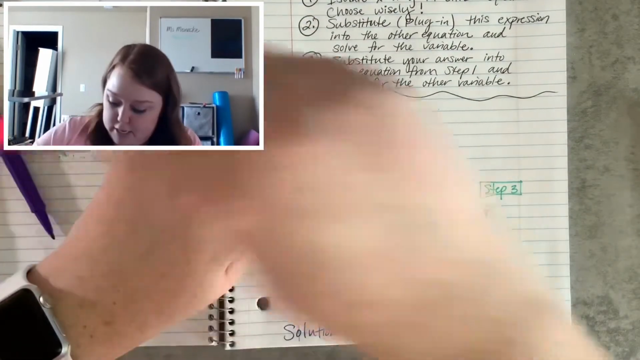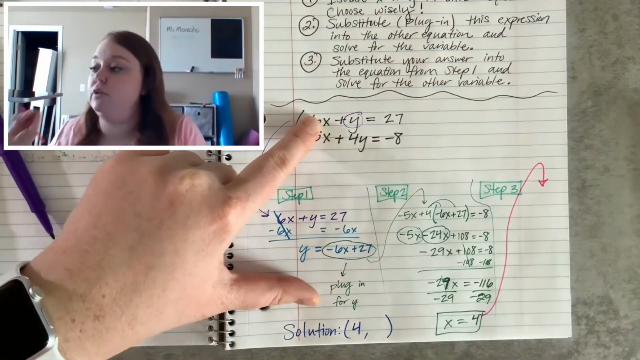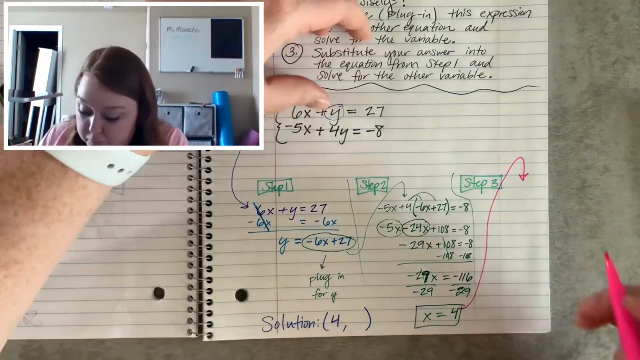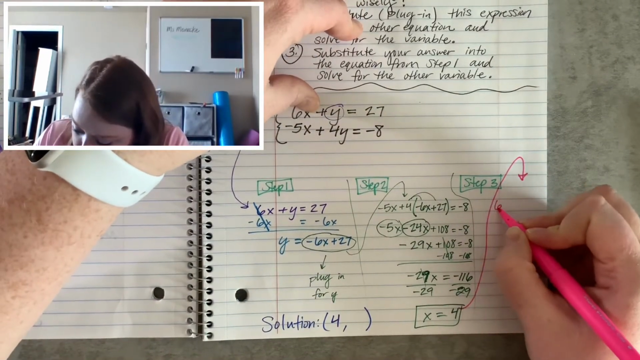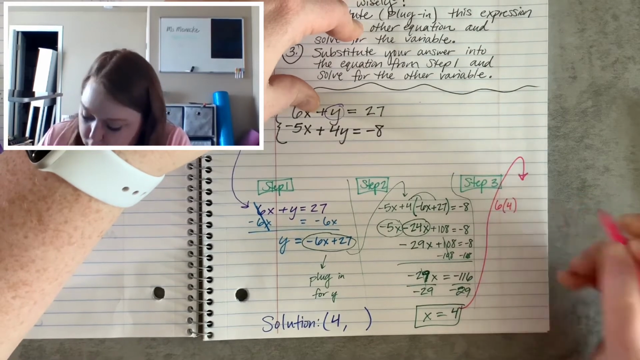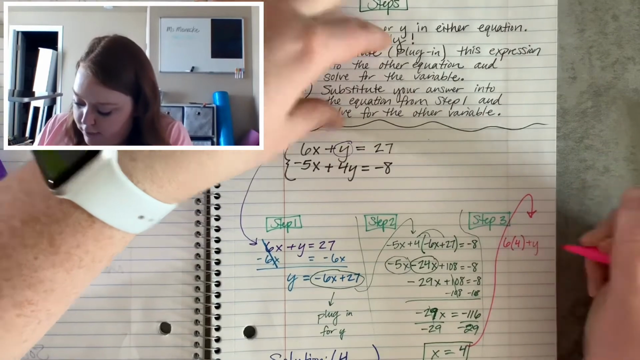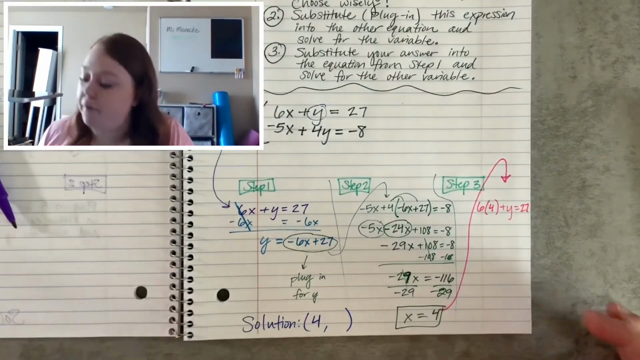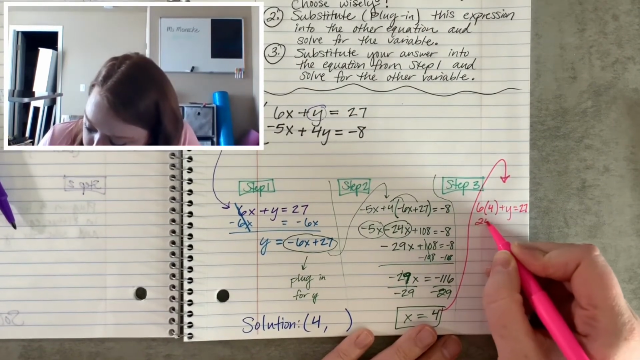So I take this. You do not have to do the arrows. For some reason, it just helps me plug in. So I'm going to take this top equation, and instead of x, I'm going to plug in 4 for x. So it's 6 times 4 plus y equals 27. I'm solving for y now. So 6 times 4 is 24.